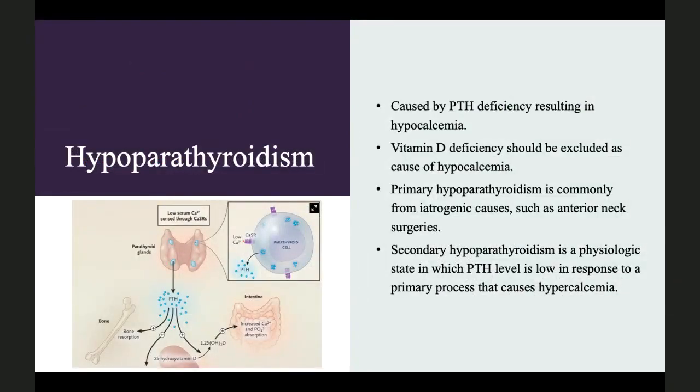Then moving on to hypoparathyroidism, which is a PTH deficiency resulting in hypocalcemia. In all of these cases, vitamin D deficiency should be excluded. And primary hypoparathyroidism commonly occurs from iatrogenic causes like neck surgery. And secondary hypoparathyroidism occurs basically from anything that can cause hypercalcemia, and then there's feedback inhibition of PTH.